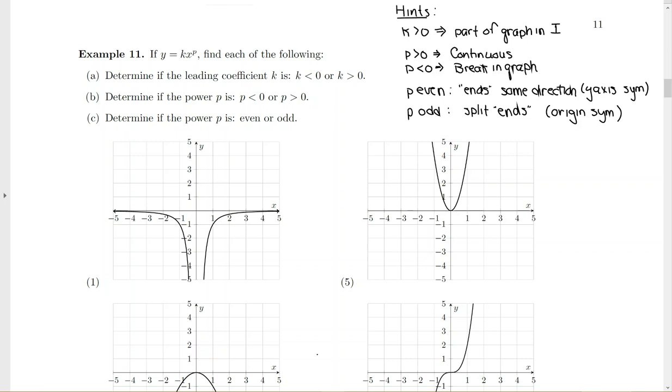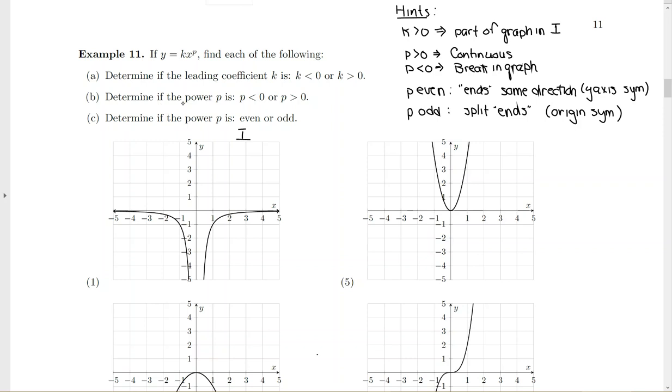So the hint is the k, the leading coefficient. If it's a positive number, that's what greater than 0 means, then you should see part of the graph in quadrant 1. And quadrant 1 is always up in the upper right-hand corner. So if I don't see any part of my graph in quadrant 1, then k must be less than 0.